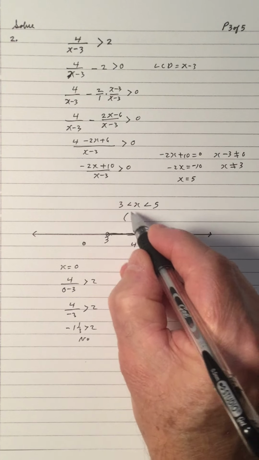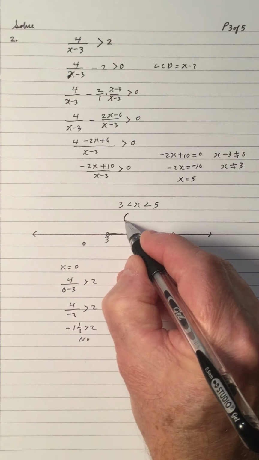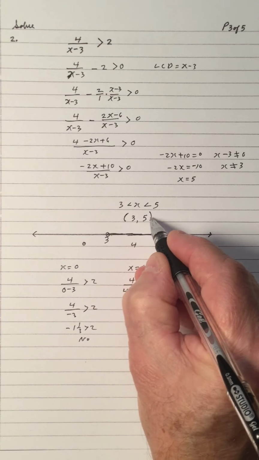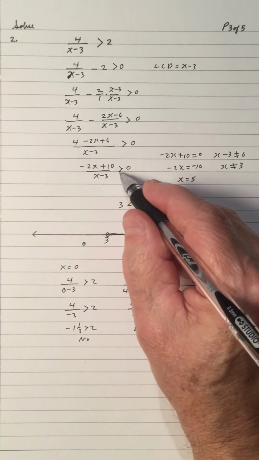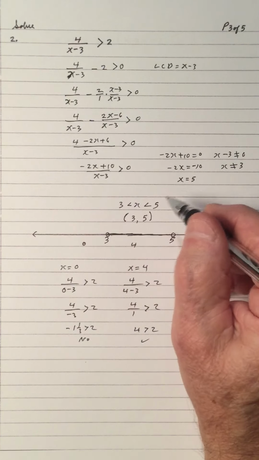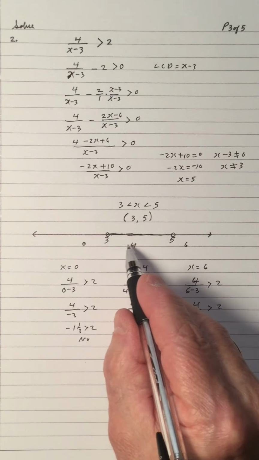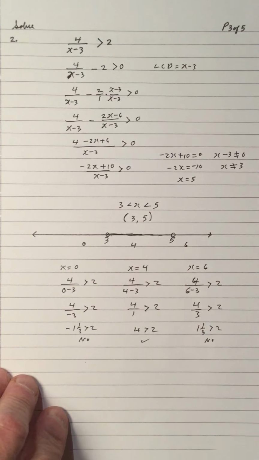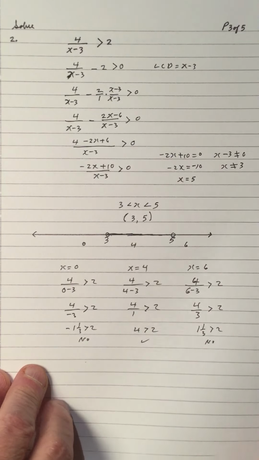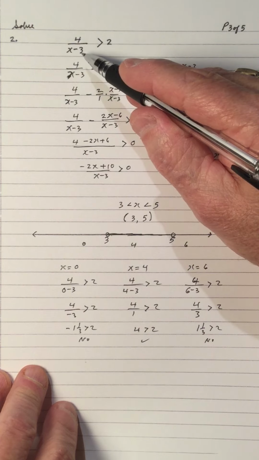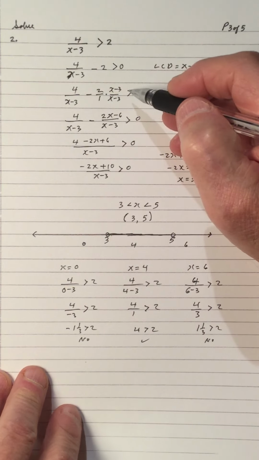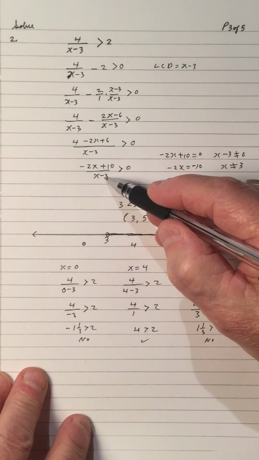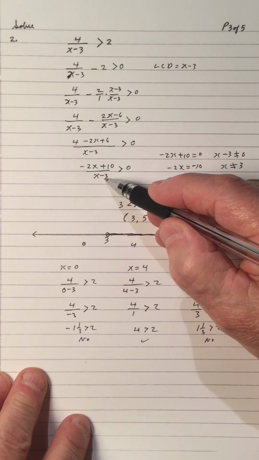And again, it's no equal sign, so it's a round bracket 3 comma 5, and you have a square bracket if these are equal to, but there's no equal to, so it can't be equal to 5. So take any number between 3 and 5 and it'll make this inequality true. So notice we moved the 2 to the left side and we worked with the 0 on the number line. And don't forget, you cannot have 3 because 3 makes it undefined.